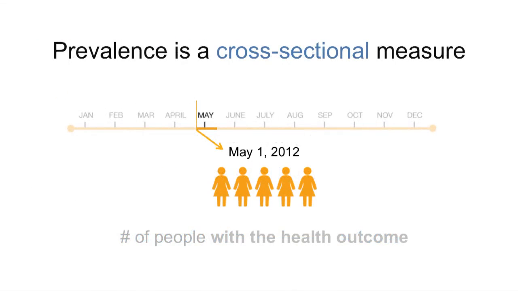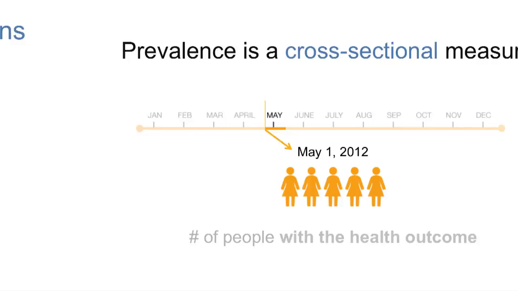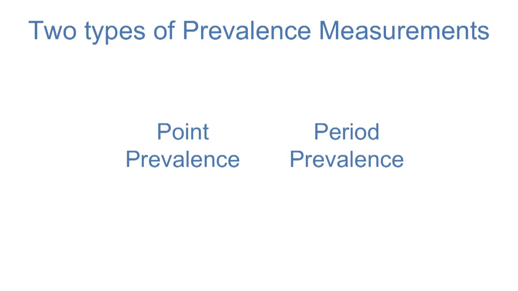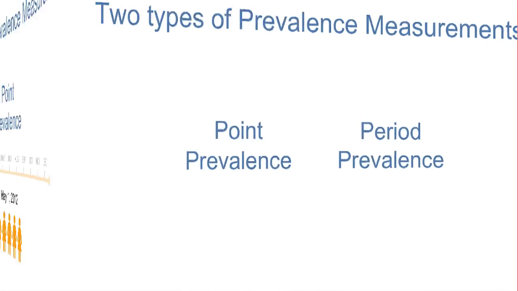Prevalence is often referred to as a cross-sectional measure because it tells us about the number of people with the health outcome at one slice in time. Now we will discuss two types of prevalence calculations. Remember, prevalence can be viewed as a slice through the population at a point in time in which it is determined who has the disease or health outcome and who does not. The two types of prevalent measures are point prevalence, often just called prevalence, and period prevalence.